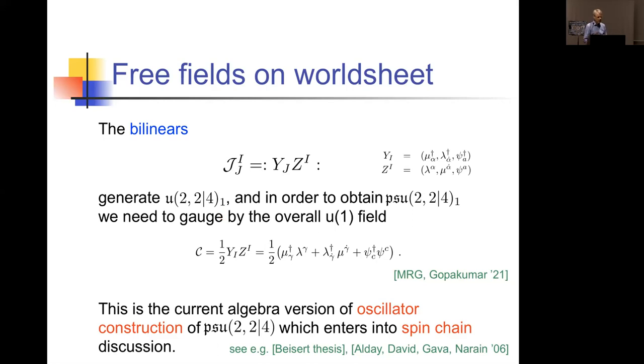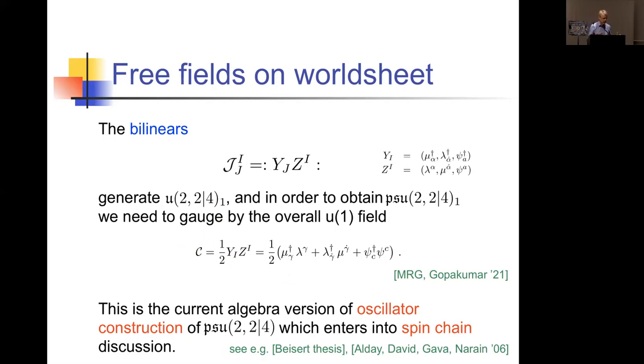And in order to obtain PSU as U, you have to divide by the analog of what I called Z before, and I'll call C here. And the nomenclature we are following here is very much based on the usual oscillator construction of PSU(2,2|4) that people in the spin chain community, in your community, will be very familiar with. In fact, this is really the affinization of the oscillator construction of PSU(2,2|4).